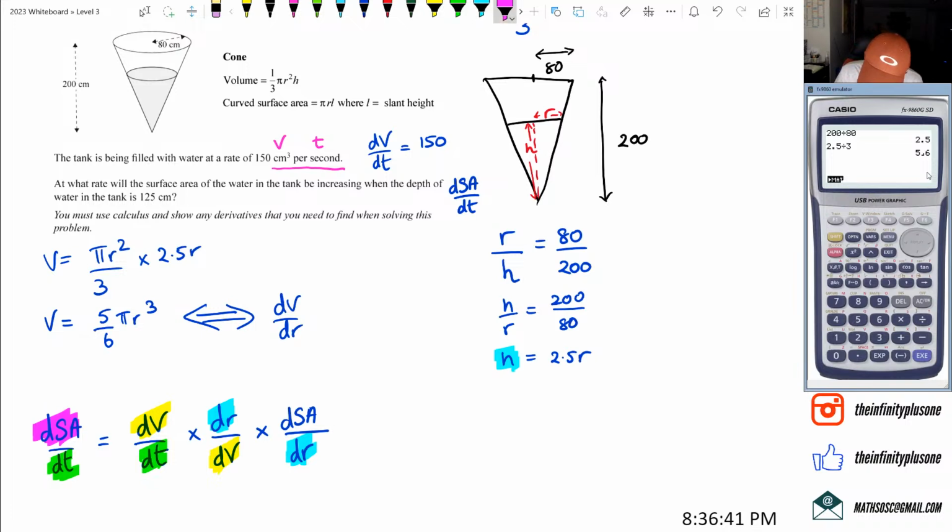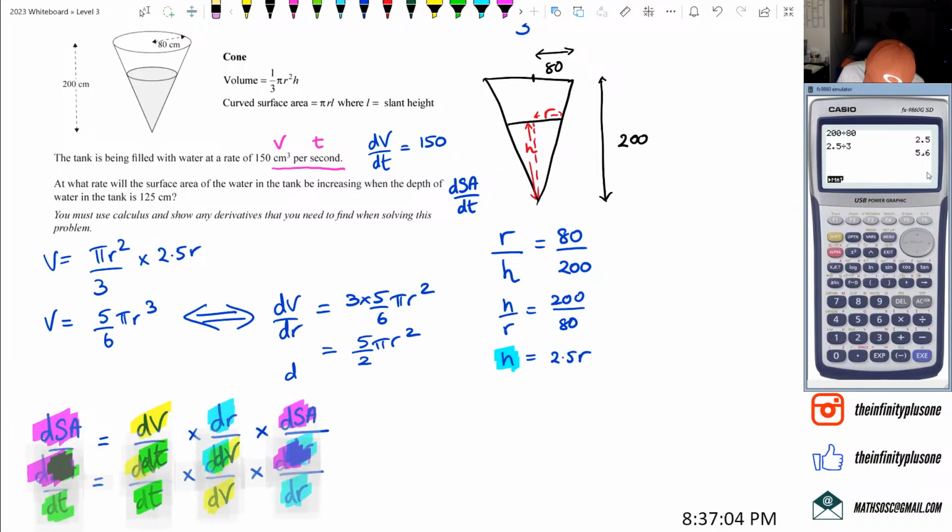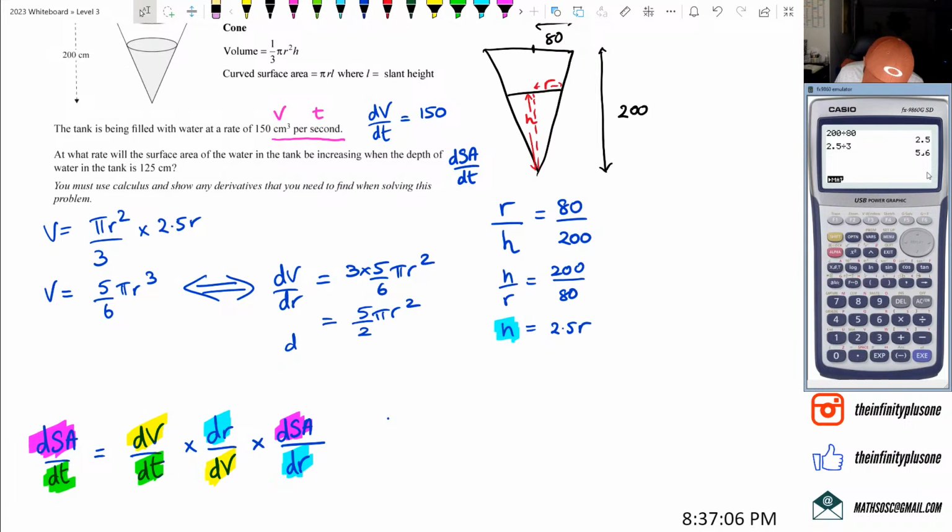So we've got the formula for dV/dr, because we can do that, because that's just 3 times 5 over 6 pi r squared, which is equal to 5 over 2 pi r squared. That's dV/dr, which means I'm going to do dr/dV now. Give me 1 second. I just want to move this down a bit for more space. So then dr/dV is equal to everything flipped upside down. So it's 2 over 5 pi r squared.